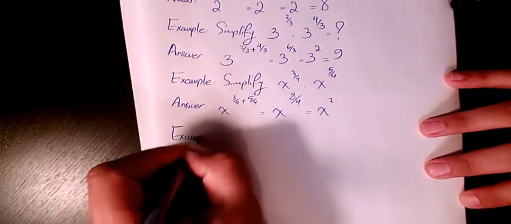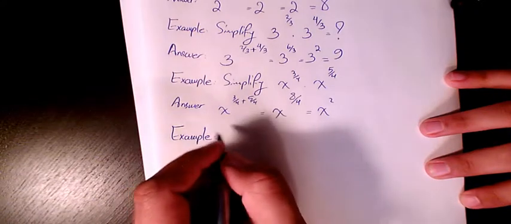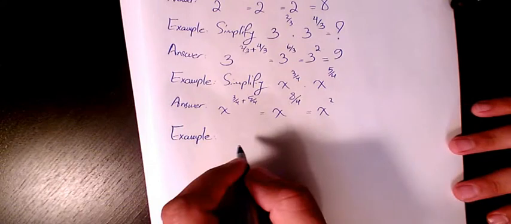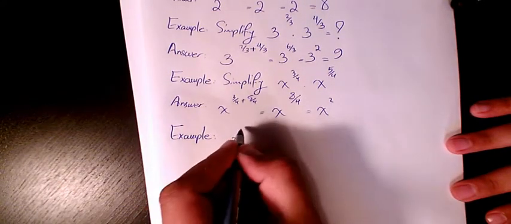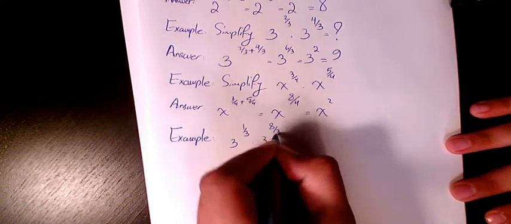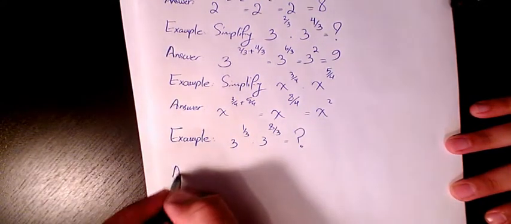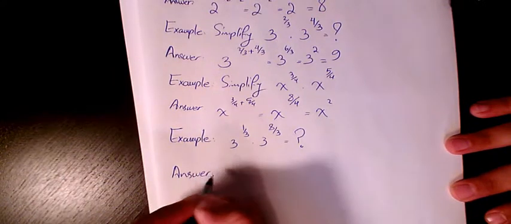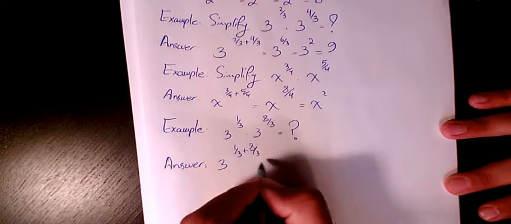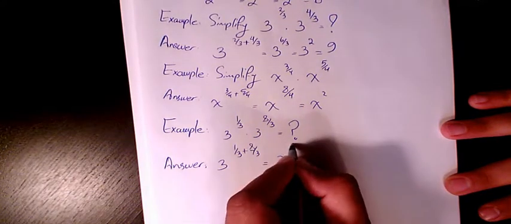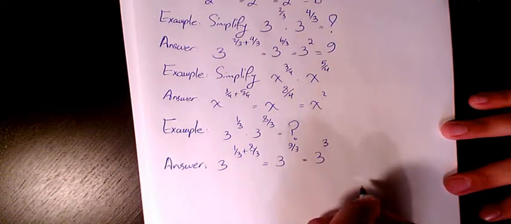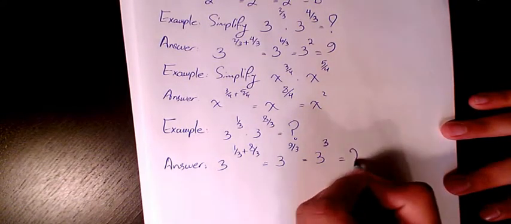Next example, 3 to the power of 1/3 times 3 to the power of 8 over 3. Answer is 3 to the power of 1 over 3 plus 8 over 3. That makes it 3 to the power of 8 plus 1 is 9, 9 over 3. That makes it 3 to the power of 3. So 3 to the power of 3 is going to be 27.